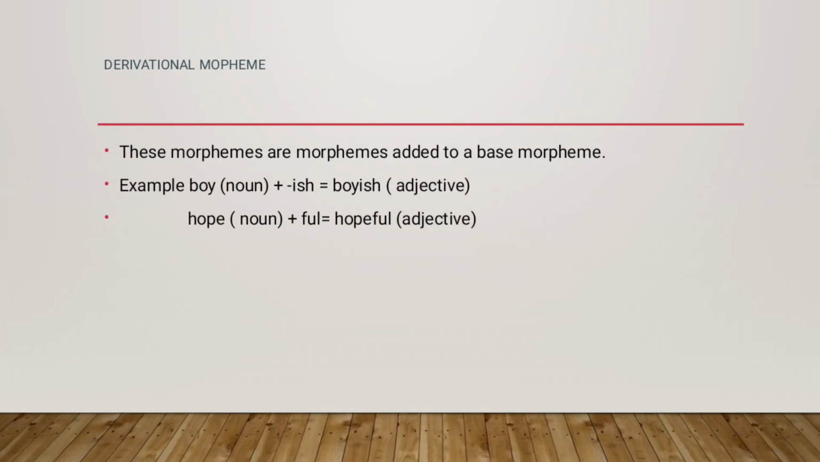Example: boy, which is a noun, plus ish, which gives us boyish, which is an adjective. Hope, which is a noun, plus ful, which gives us hopeful, which is an adjective.